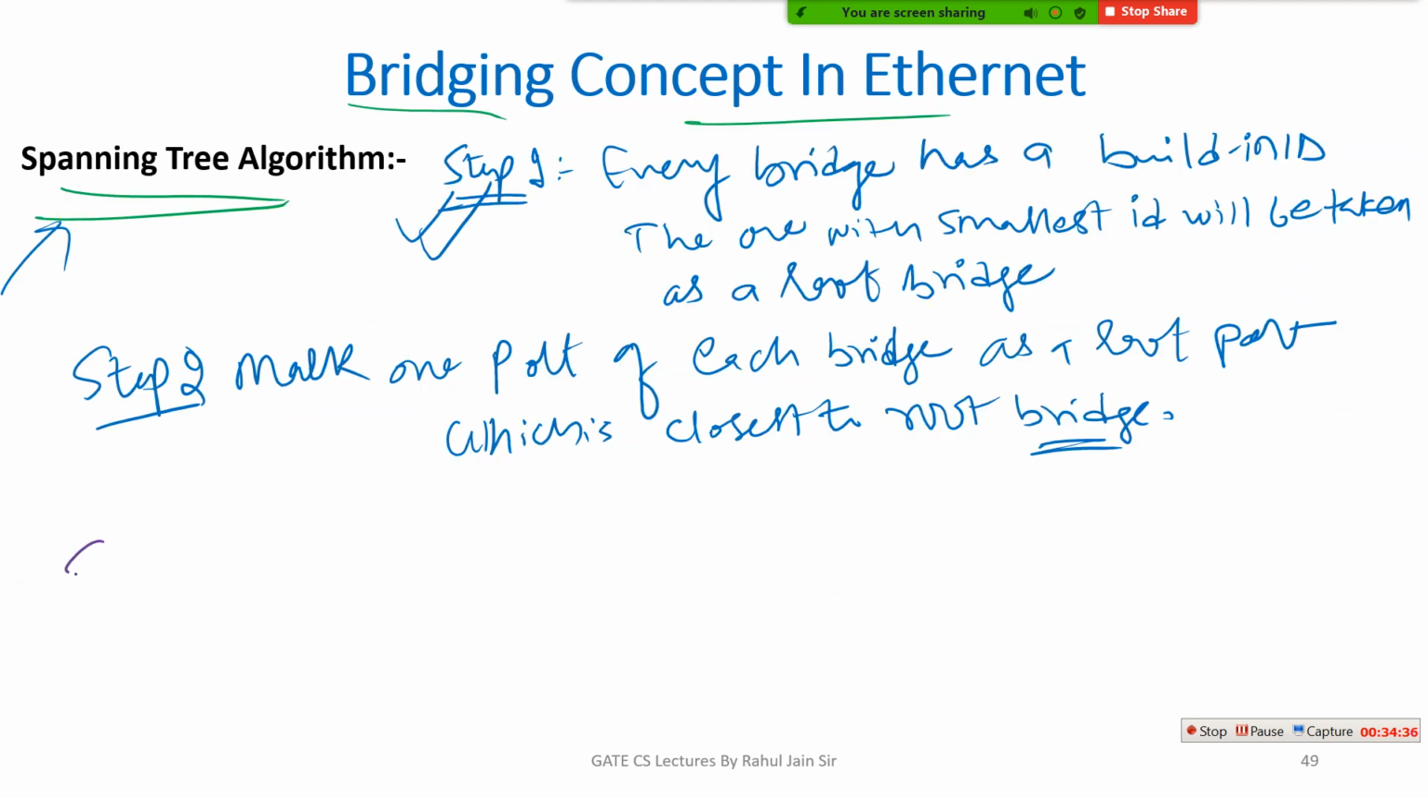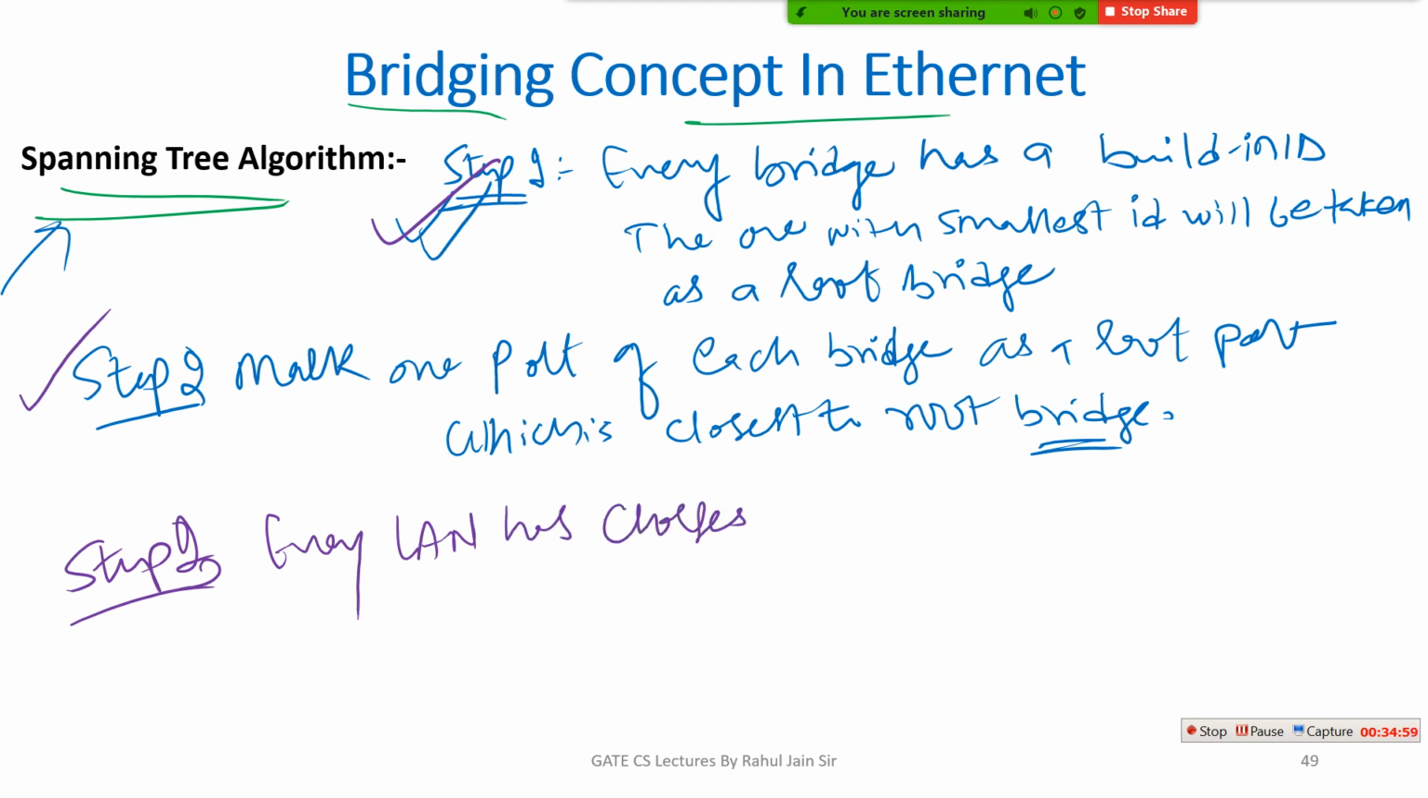Now, step 3. We have done step 1 and step 2. Now it is time to see step 3. What is step 3 in the spanning tree algorithm? Every lane chooses a bridge closest to it as a designated bridge.